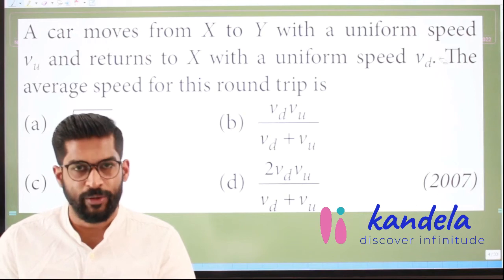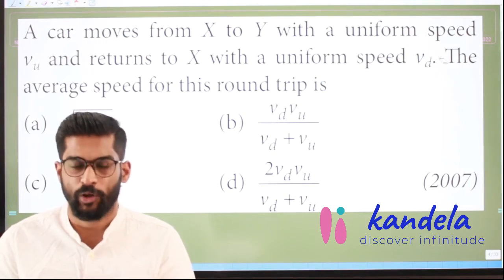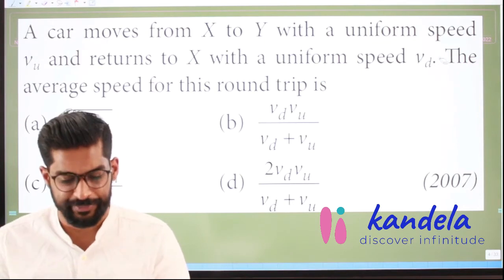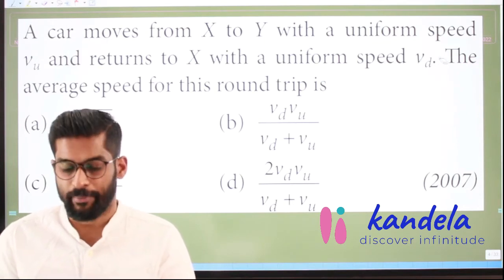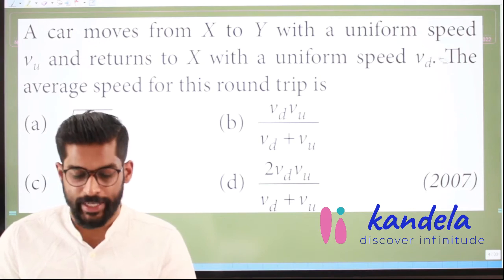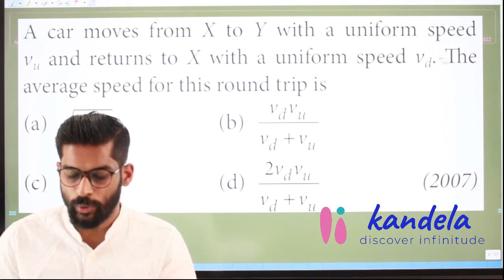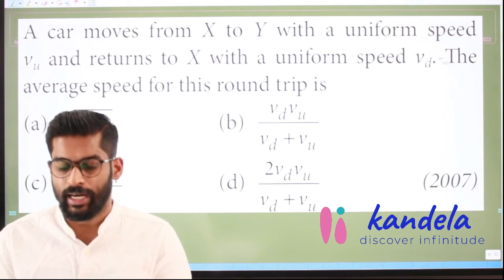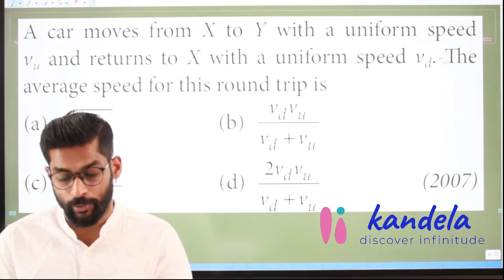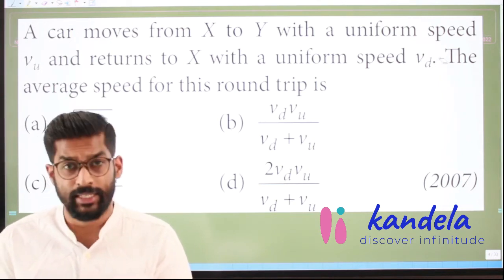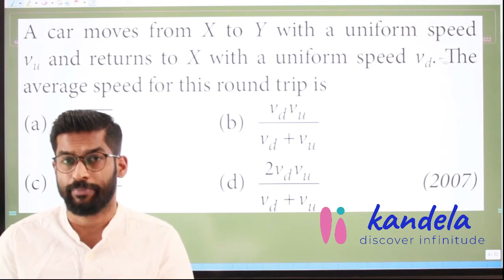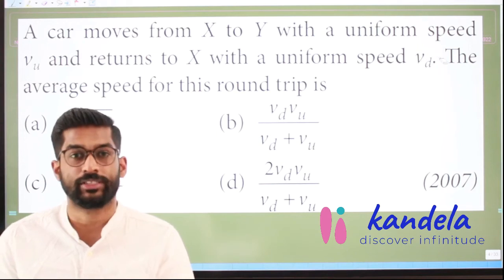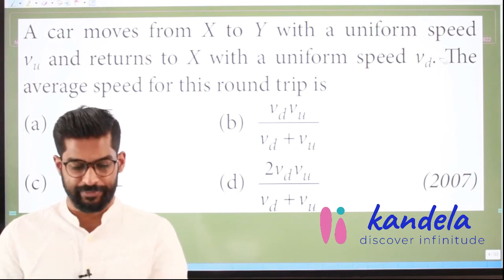To get more familiar with the topic, let us do a couple more problems. So let's see what new problem we have. A car moves from X to Y with a uniform speed Vu and returns to X with a uniform speed Vd. What is the average speed for this round trip? This is a question which is very similar to the previous question but has been asked in a different year. So this shows the importance of this kind of problem.